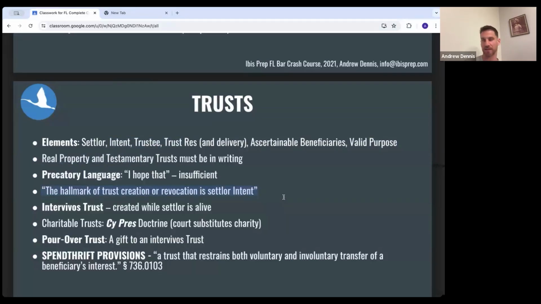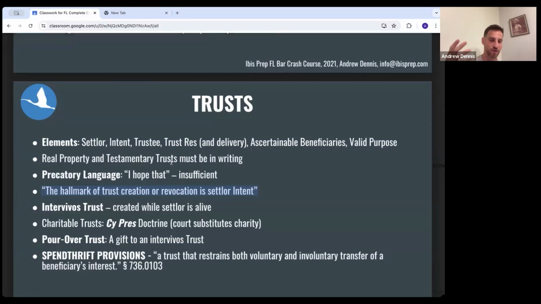This is a great statement to think about. The hallmark of trust creation or revocation is settlor intent, meaning, well, how should this trust be modified, or should this trust be revoked? Well, what would the settlor have wanted? Because the settlor is the grandfather who created this trust for the grandkids. Well, he would want them to go to college. So yeah, we'll amend it because the price of tuition went up, you know what I mean? Things like that, to align with settlor intent, is the best way to approach these questions.